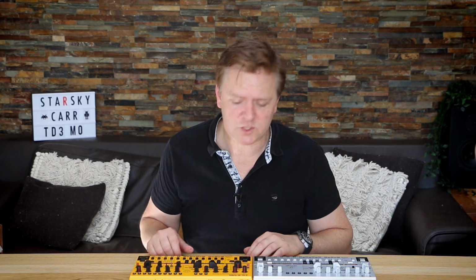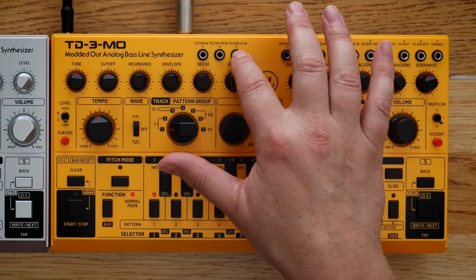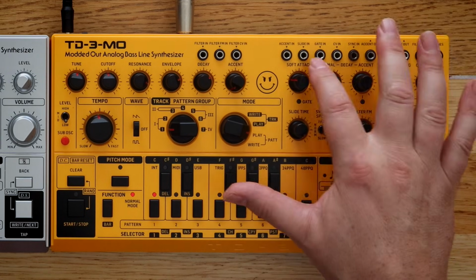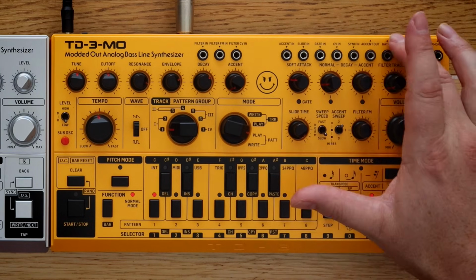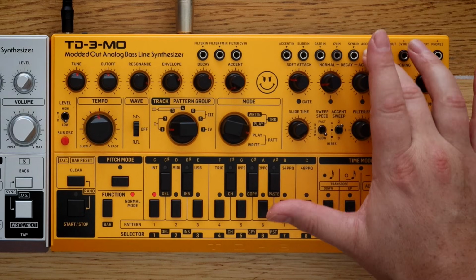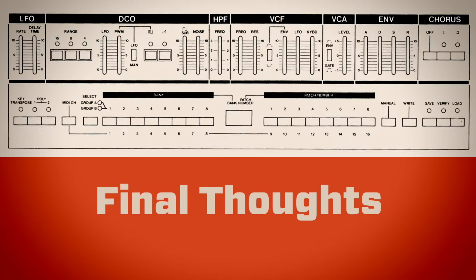We've also got some new CV ins and outs. We've got a filter FM in and a filter CV in, which we don't have on the original. We've also got the accent in and the slide in, and we've got a couple of outs as well. We've got the filter out and the accent out as well. So lots more compatibility with your Eurorack.